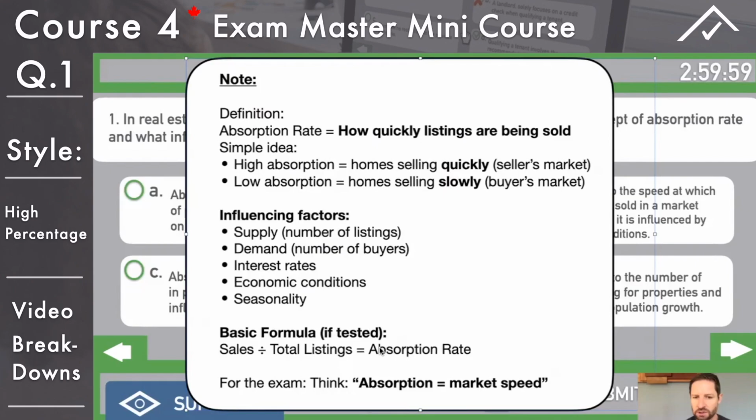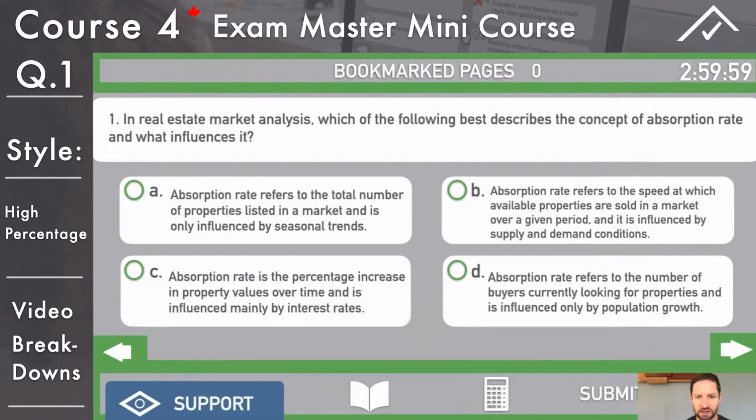This you probably won't need to know, just basically what it is. Think for the exam: absorption rate is equal to market speed. Again, screenshot that, go back to it if needed. But answer is B, and move on to 2.